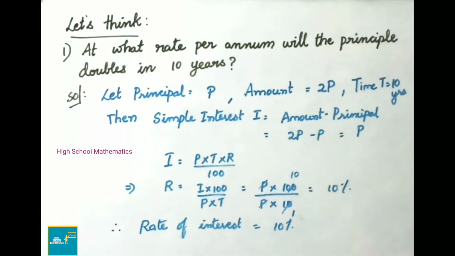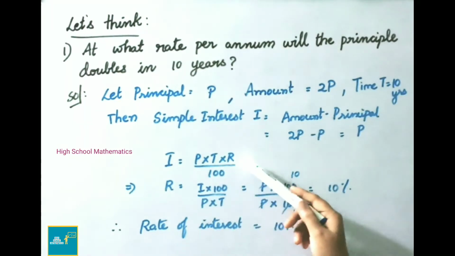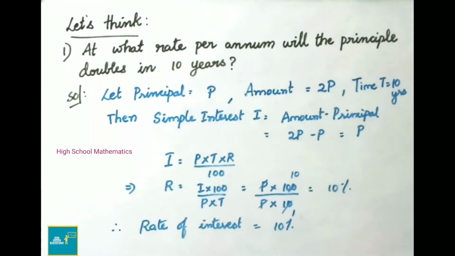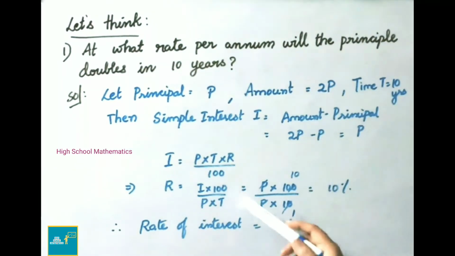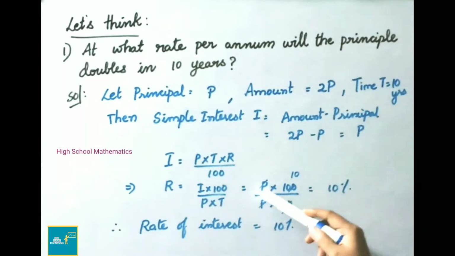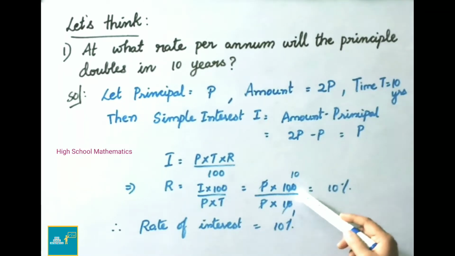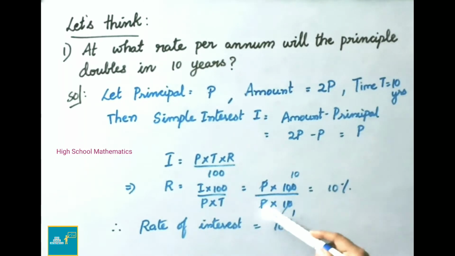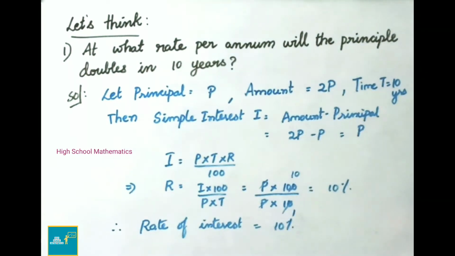We know simple interest formula I equals P into T into R by 100. In our question we have to find the rate of interest. So that implies R equals I into 100 by P into T. That equals simple interest I means P into 100 by principal amount P into time 10 years. Here P is cancelled. 10 ones are 10, 10 tens are 100. So rate of interest is 10%.